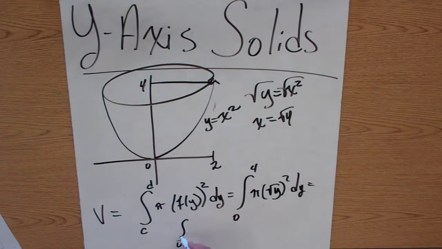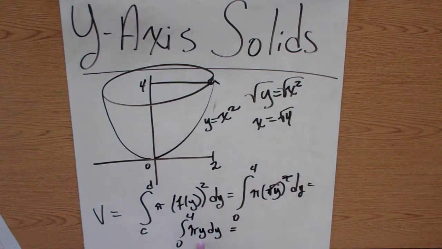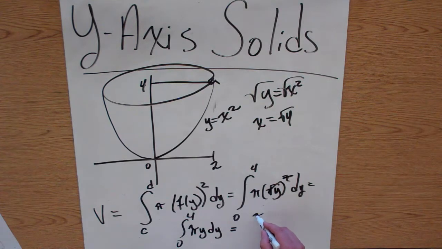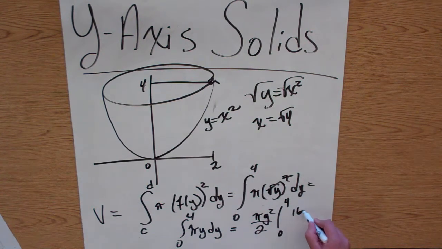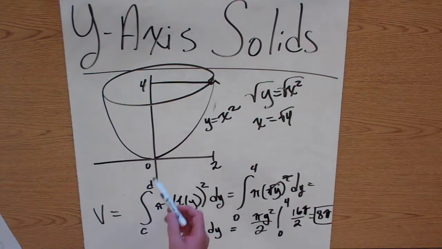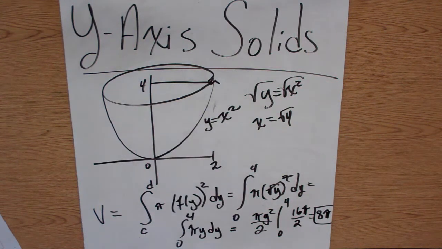you have from 0 to 4, you have pi times y dy. Because remember, the squared and the square root cancel out. So when you take the antiderivative of this, you get pi times y squared over 2. We're going to evaluate from 0 to 4. Of course, plugging in the 0 gives you nothing. Plugging in the 4 gives you 4 squared times pi, which is 16 pi over 2. And that'll reduce down to 8 pi. So the volume of our little bowl or cup here is 8 pi.